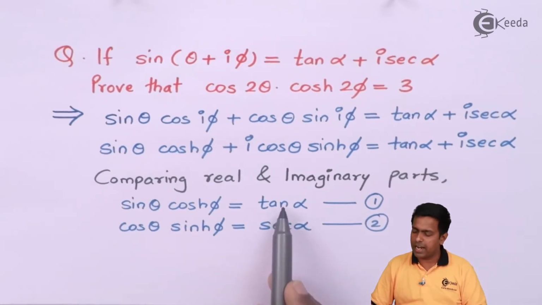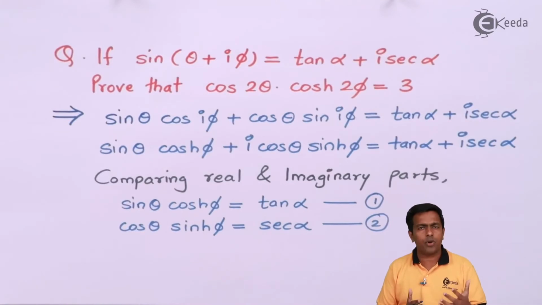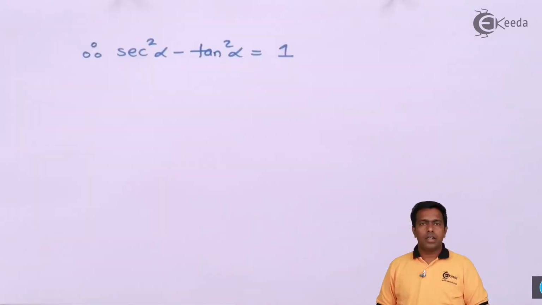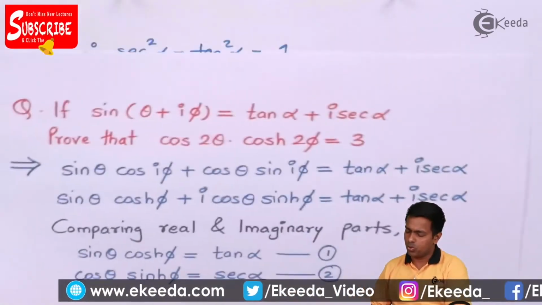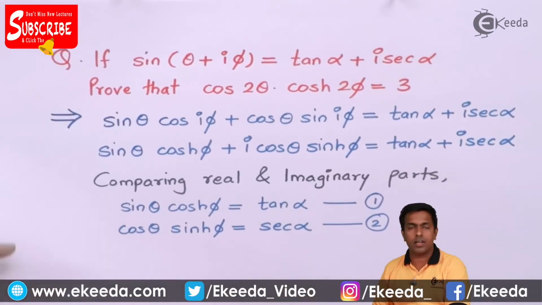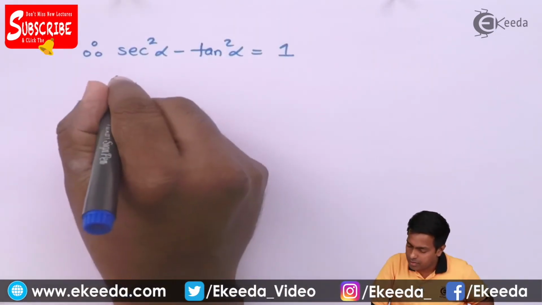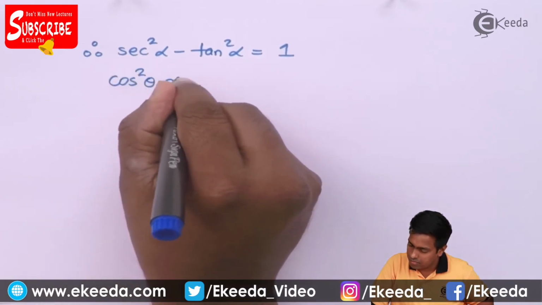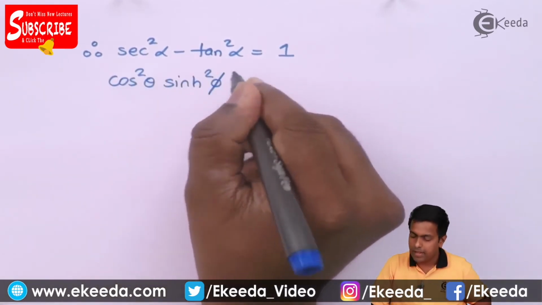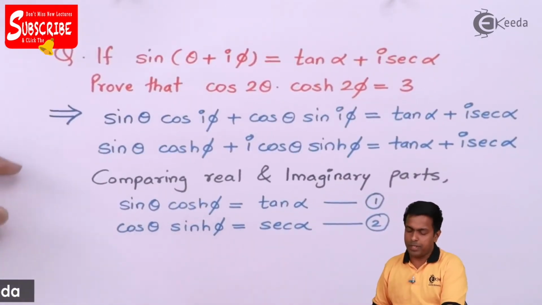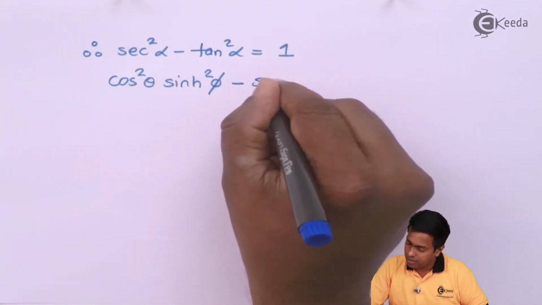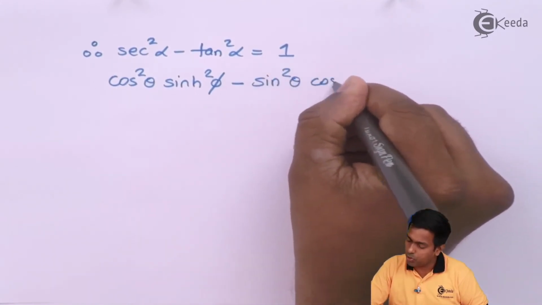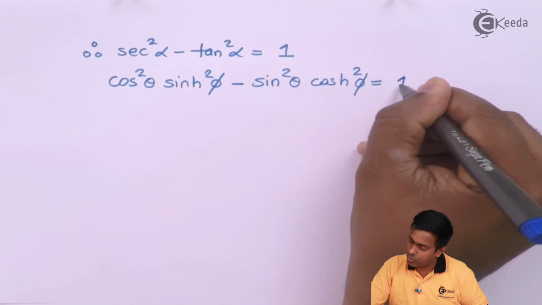Since we have tan alpha and sec alpha, we will use a trigonometric formula which has sec alpha and tan alpha in it. So we know that sec square alpha minus tan square alpha is 1. Now we'll put the values. Sec square alpha will be cos square theta and hyperbolic sin square phi, and tan square alpha will be sin square theta into hyperbolic cos square phi, which is equal to 1.